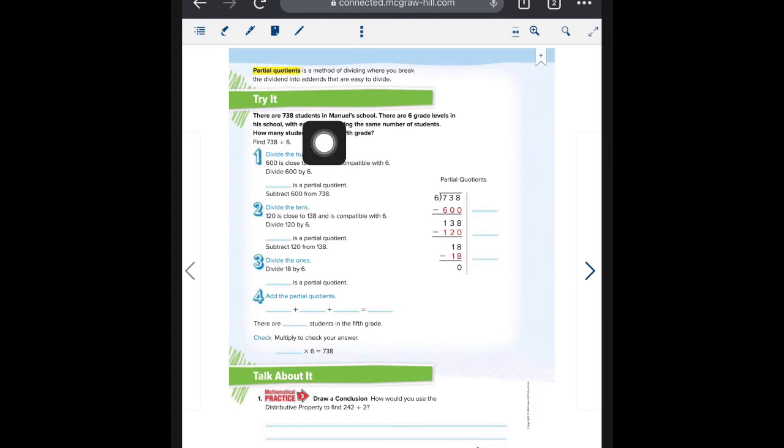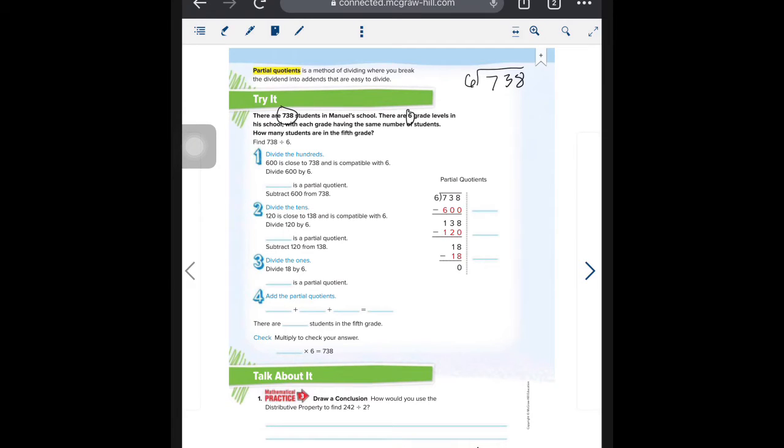So let's try the question. There are 738 students in Manuel's school. There are 6 grade levels in his school. With each grade having the same number of students, how many students are there in the 5th grade? Okay, so our problem is these numbers, and it's going to look like this. 6 will go into 738.